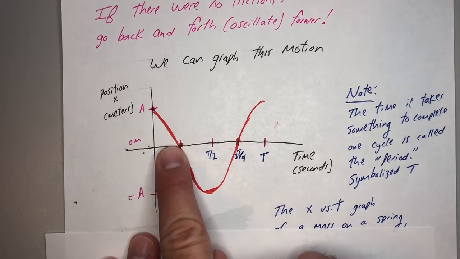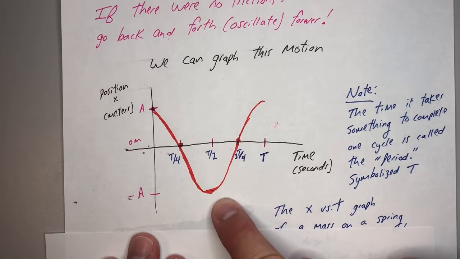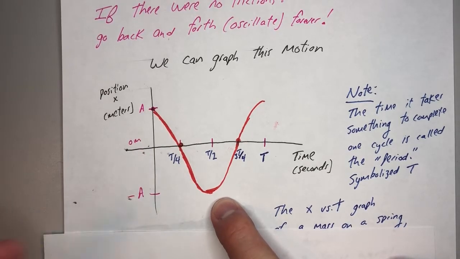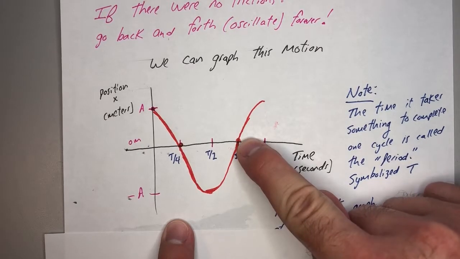It goes toward equilibrium. Then it goes all the way down to negative A. So this is relative to equilibrium, 0. Then it goes to negative A, and then it goes back up to equilibrium, and it goes back.